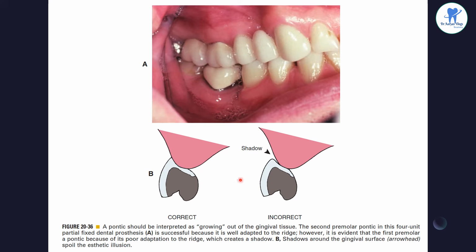Here, it is growing out of the gingival tissue. And here it is successful. It is well adapted to the ridge. And here, the poor adaptation to the ridge creates a shadow. And this shadow around this gingival surface spoils the aesthetic illusion.